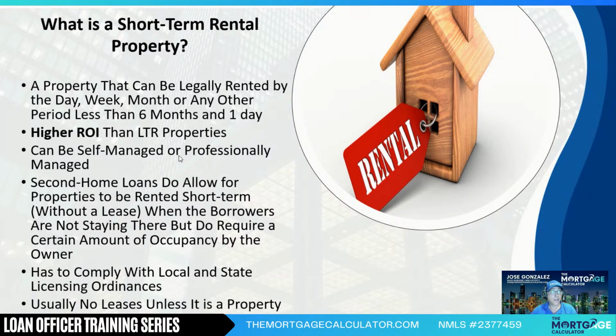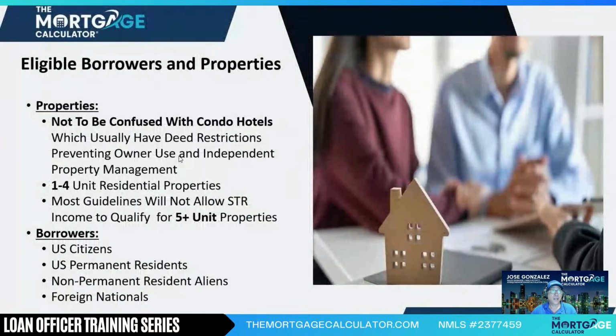So what type of eligible borrowers and properties do we have? Well, first, notice I have there a nice bold type, not to be confused with condo hotels. Because condo hotels are a much more restrictive type of property. First and foremost, the name hotel is going to be somewhere either in the actual name or in the legal description of the property where it says it's a hotel use and all that kind of stuff. That's going to be an issue.